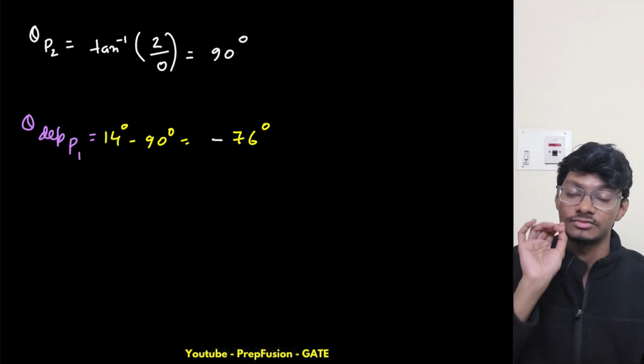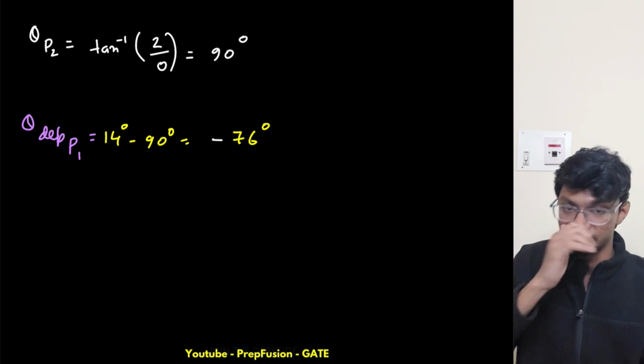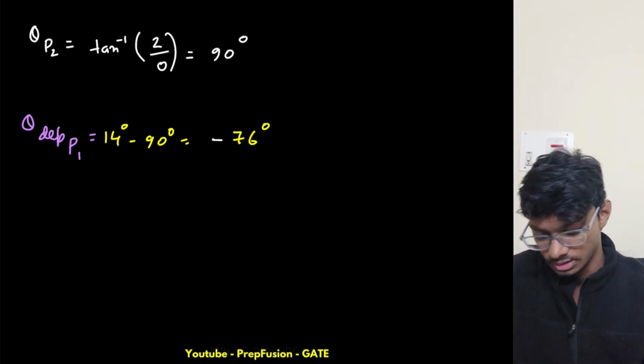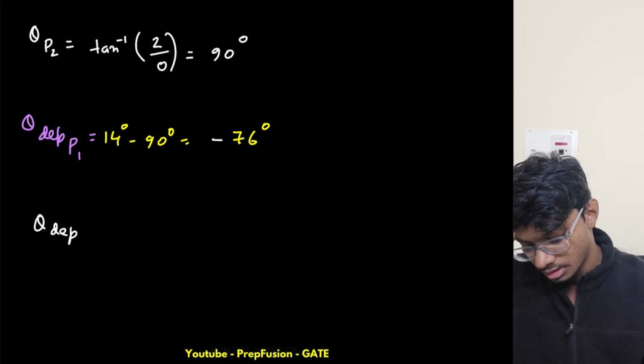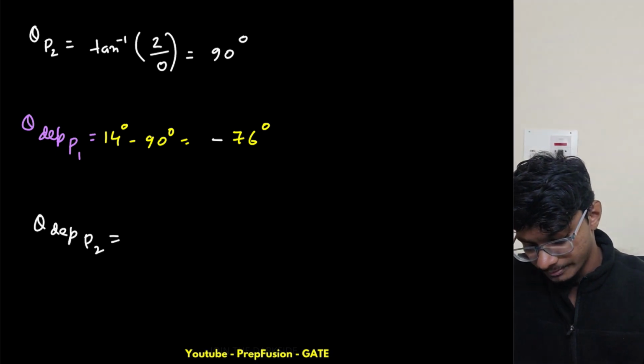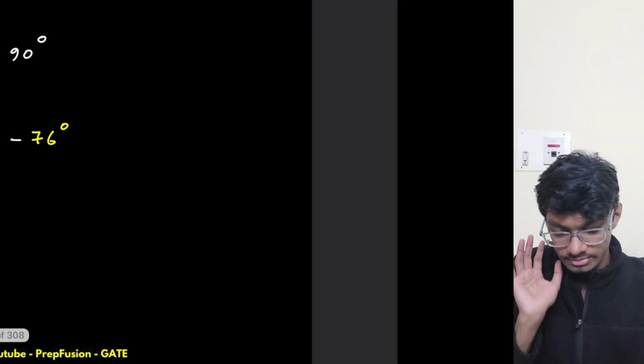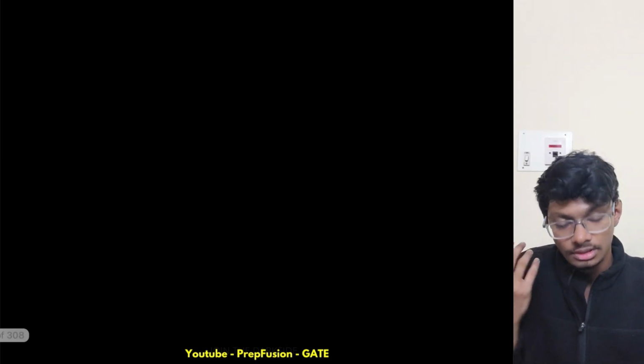That relation will still follow: my theta departure for the pole p2 will be just the negation of this one, just the opposite of this one. So theta departure p2 will be 76 degrees. Now I'm almost done with my root locus.